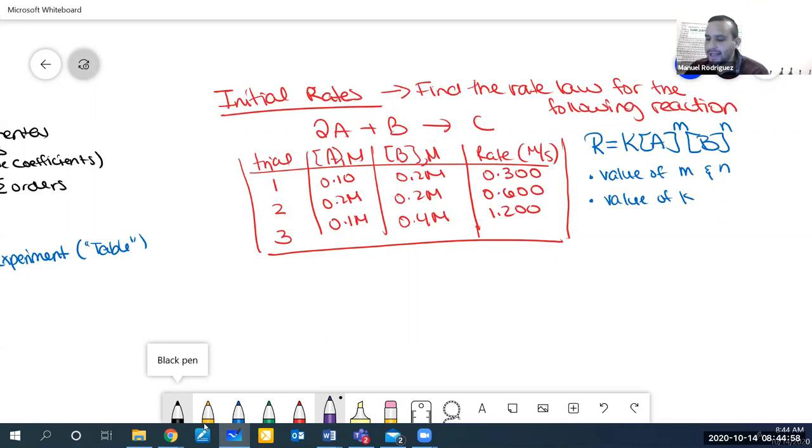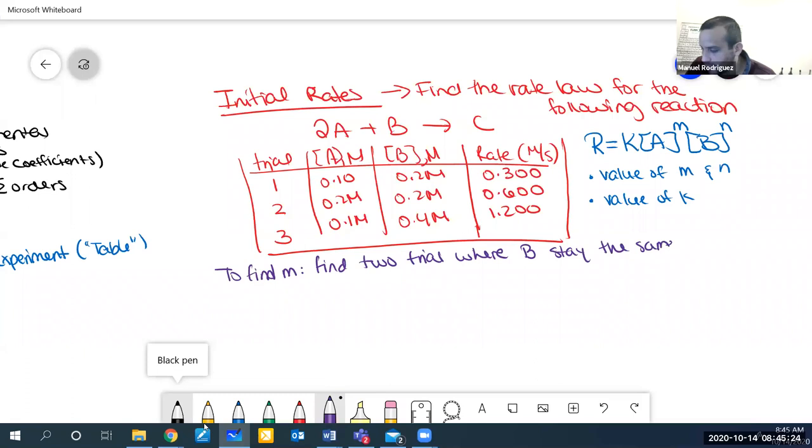To find M, you need to find two trials where B stays the same, but A changes. So if I pick trial one and trial two, that will actually work because B stays the same, but A changes in concentration. Does that make sense?